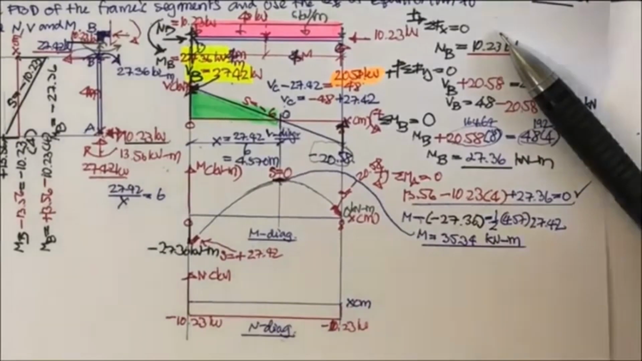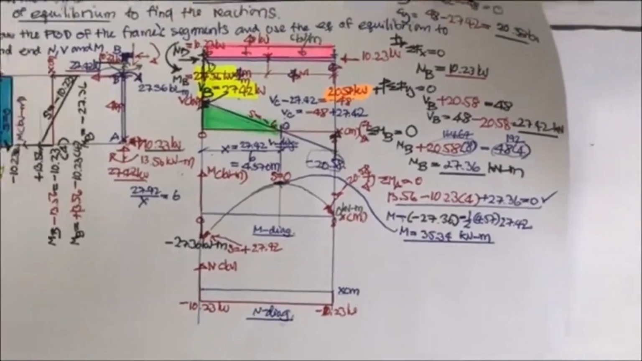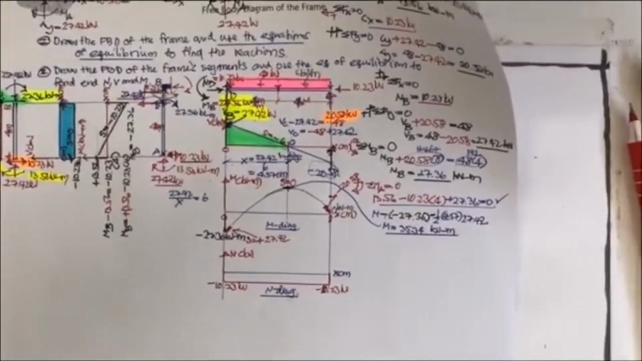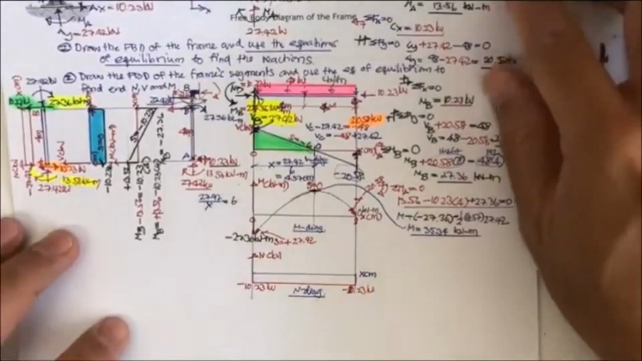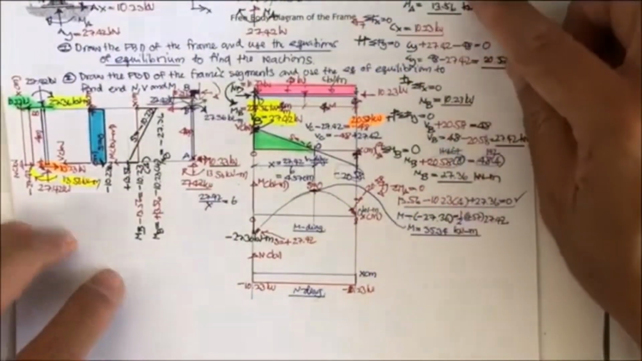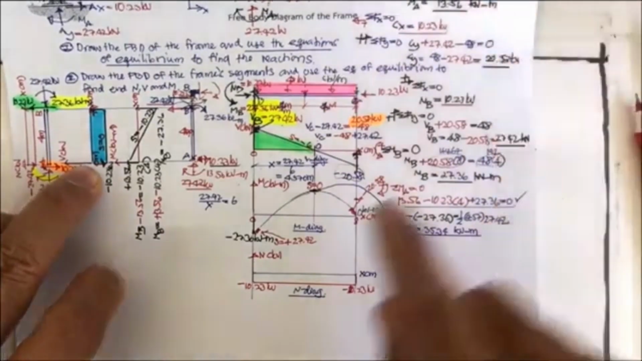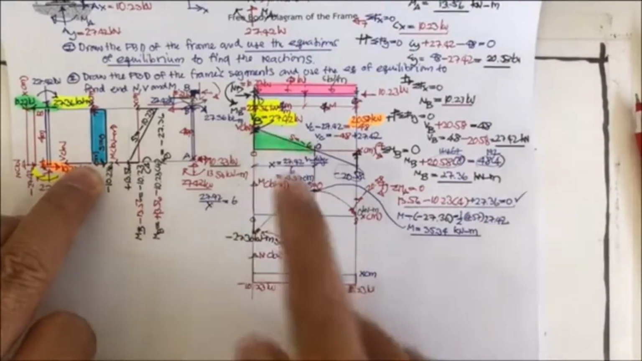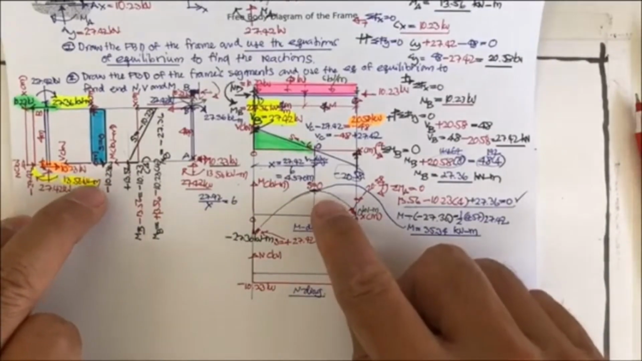Okay, and finally you've got to find the maximum shear and the maximum moment. And you may see the maximum shear for the column is not equal to the maximum shear for the beam. So when we design it, we are supposed to separate the design of the beam and the column.